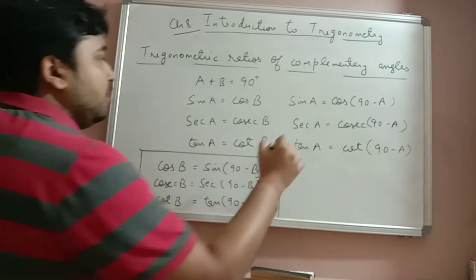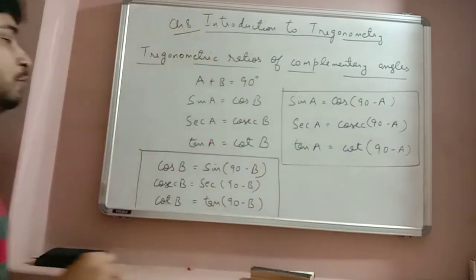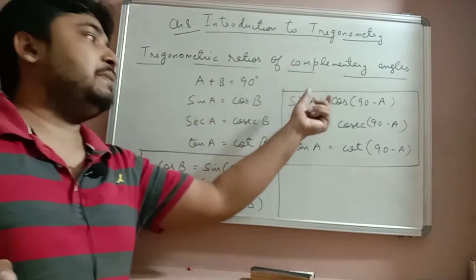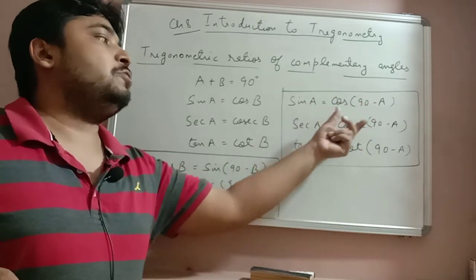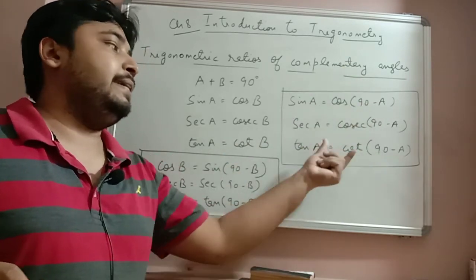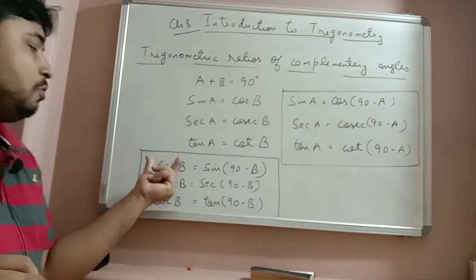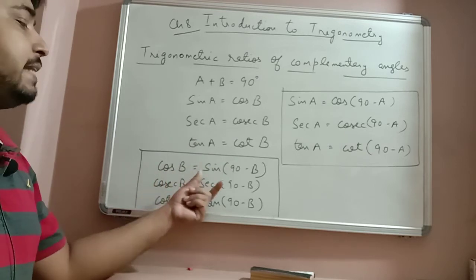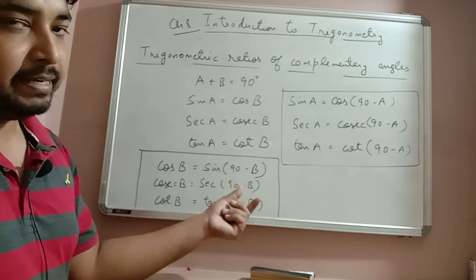Now these are the set of formulas that we need to remember, which I have put in boxes. We can simply say sin theta is equal to cos(90 - theta), sec theta is equal to cosec(90 - theta), and tan theta is equal to cot(90 - theta). Similarly, I can write cos theta is equal to sin(90 - theta), cosec theta is equal to sec(90 - theta), and cot theta is equal to tan(90 - theta).